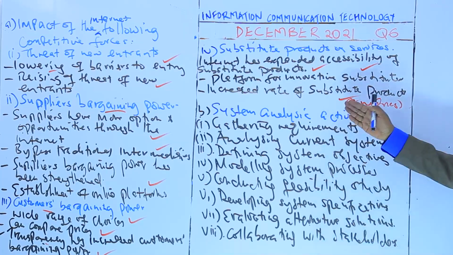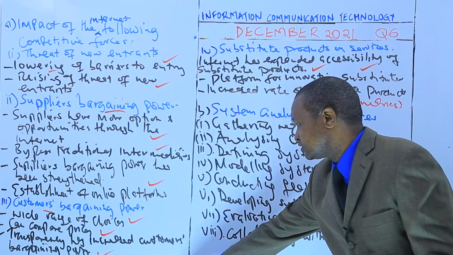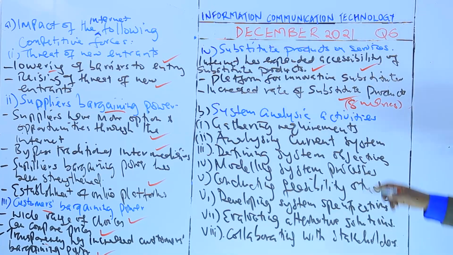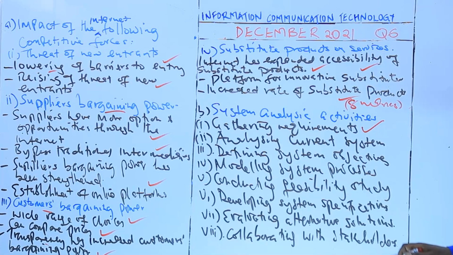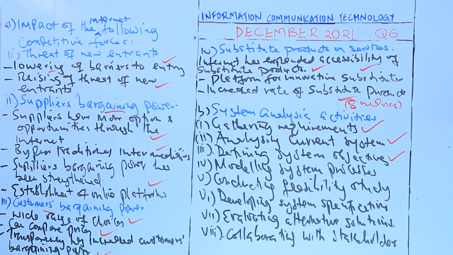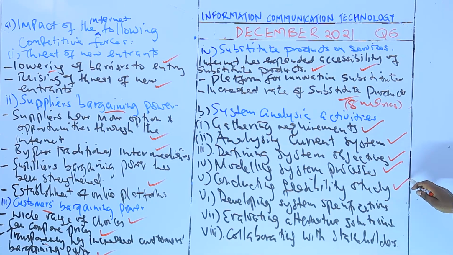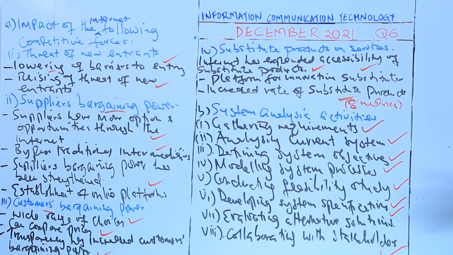So candidates, there are 8 activities that we've identified. 1, gathering requirements. 2, analyzing current system. 3, defining system objectives. 4, modeling system processes. 5, conducting feasibility studies. 6, developing system specifications. 7, evaluating alternative solutions. And 8, collaborating with stakeholders.